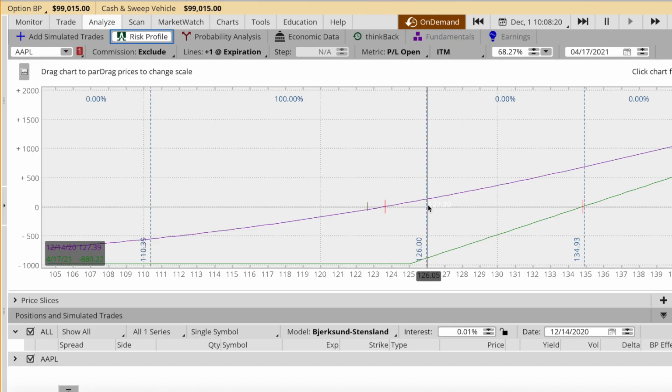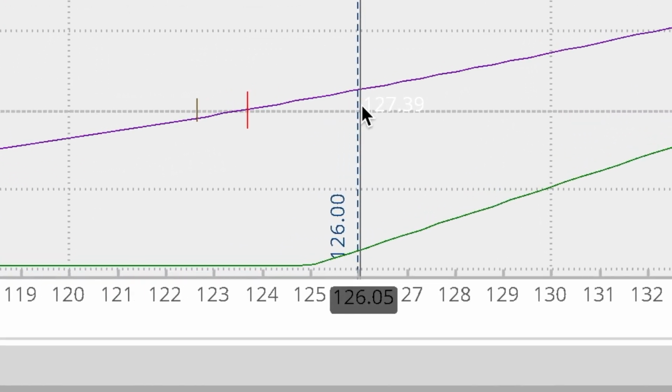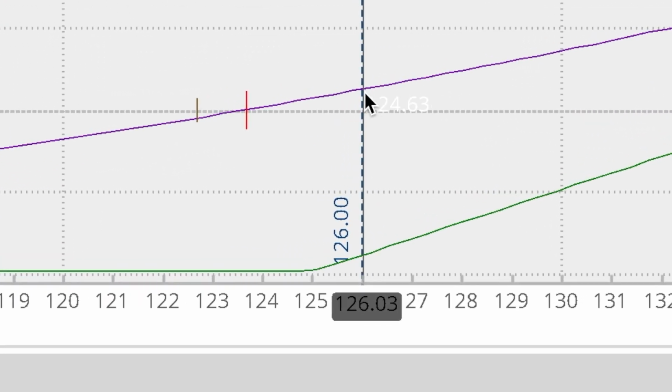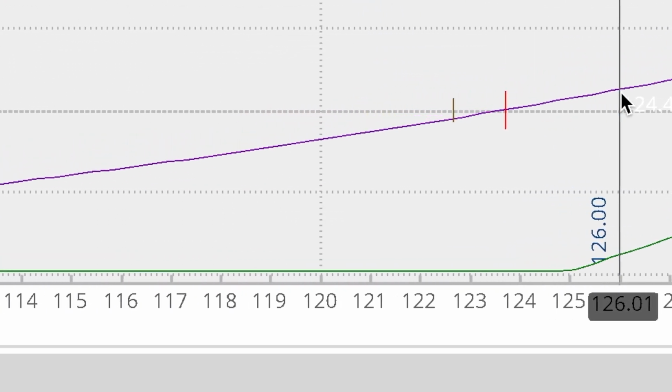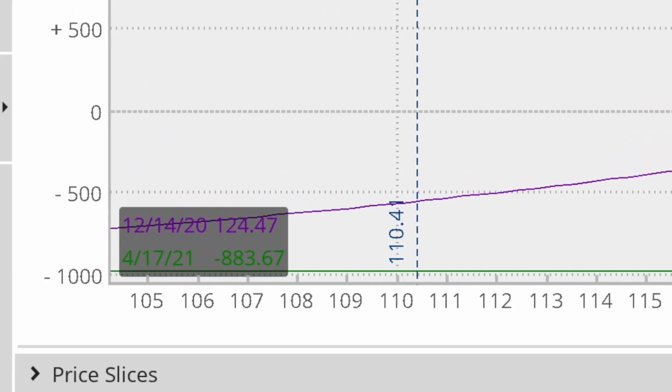However, we can also see that if this goes up to $126 by the end of the day, we're actually profitable, because there's still lots of time value left and there's lots of volatility value left in there, so that we would make $124 today if it went up to $126 per share.